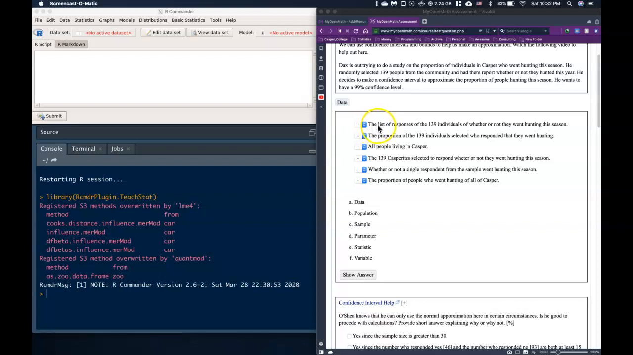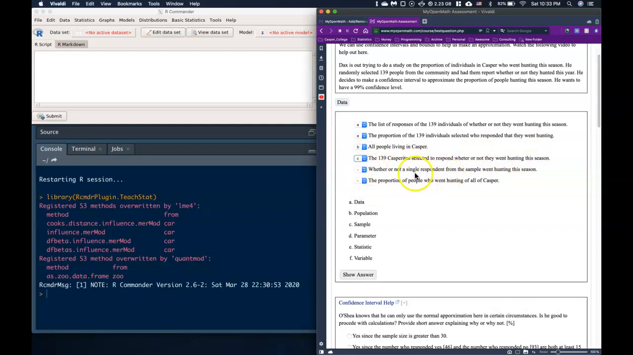The first one is the list of the responses of the 139 individuals of whether or not they went hunting this season. That is our data. Next, the proportion of the 139 individuals selected who responded that they went hunting, that is our statistic, the sample proportion. That would be E. Number 3, all people living in Casper is our population. We're trying to figure out the proportion of them who went hunting. So the 139 Casperites selected to respond to whether or not they went hunting, that is our sample.